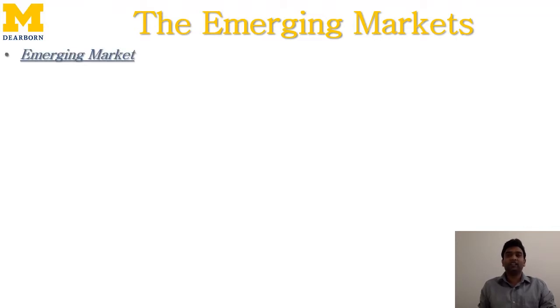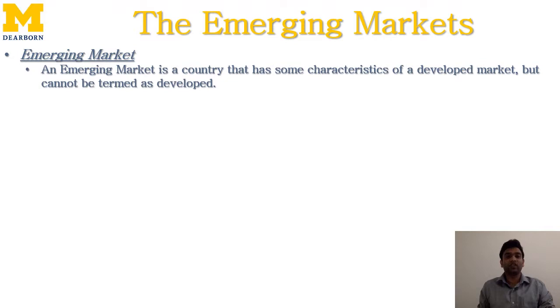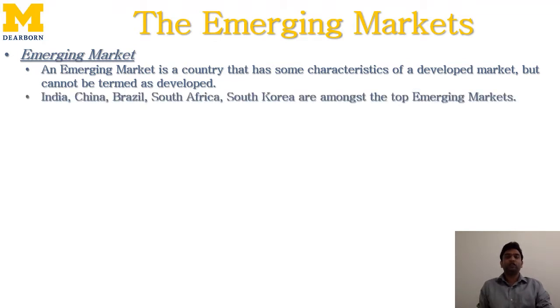Now, what exactly are emerging markets? An emerging market is a country that has some characteristics of a developed market, but cannot be termed as developed. A lot of countries are trying their best to match the standards of developed countries like the United States and some countries in Europe. Countries like India, China, Brazil, South Africa, and South Korea are among the top emerging markets.